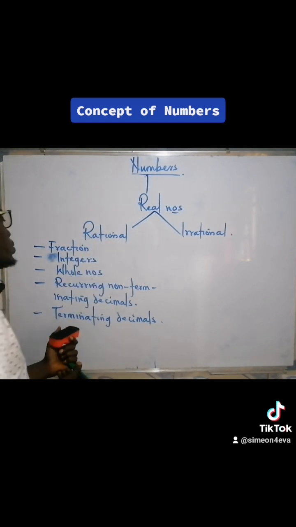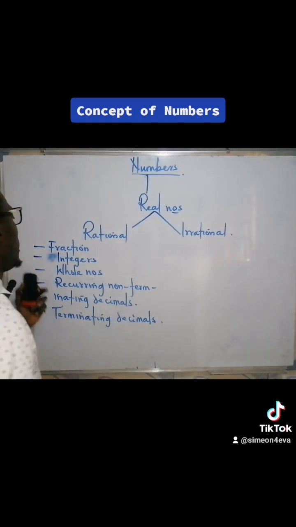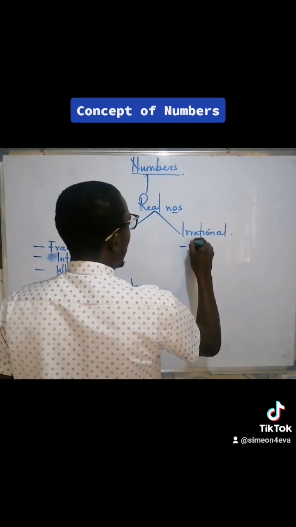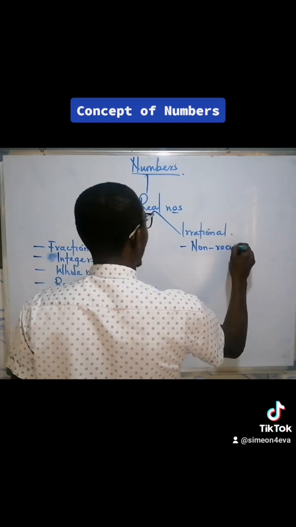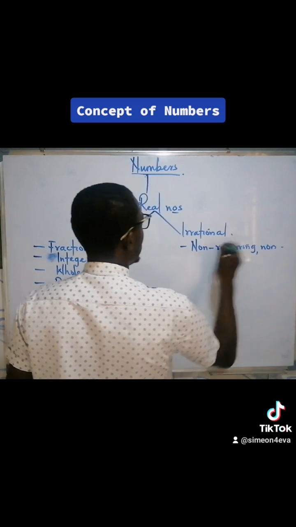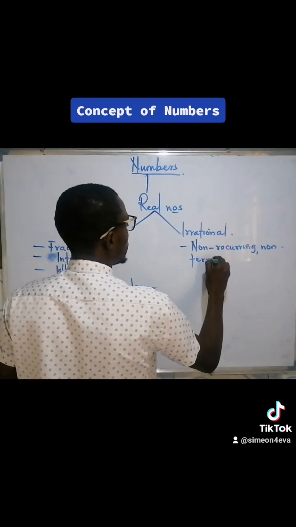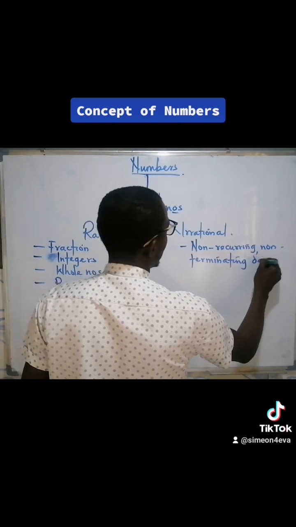Now let's go to irrational. Irrational is just the opposite of rational, right? And we have the non-recurring, non-terminating decimals. I'll give you other examples of irrational numbers.